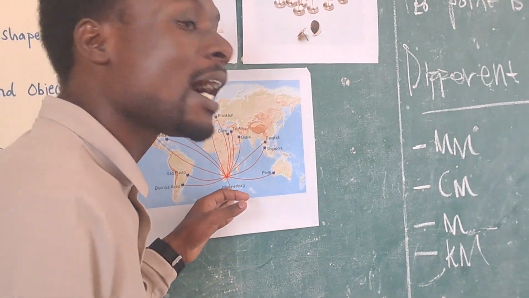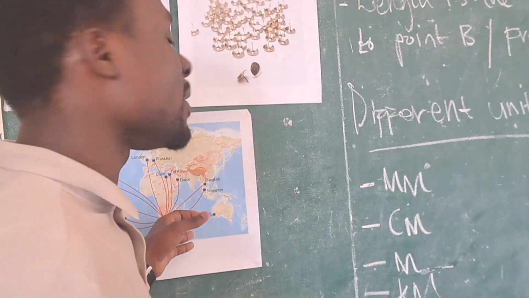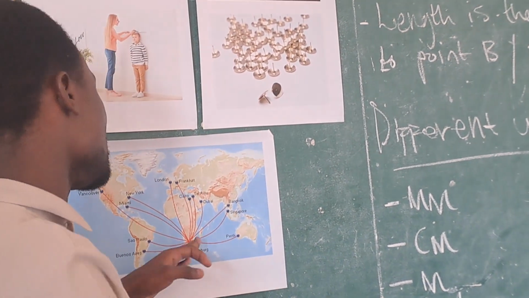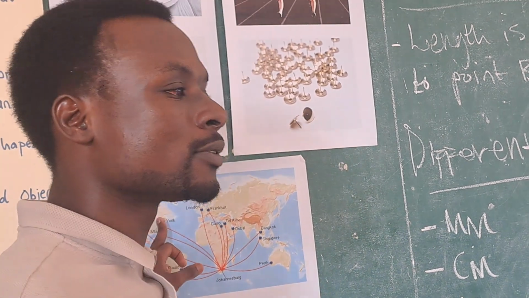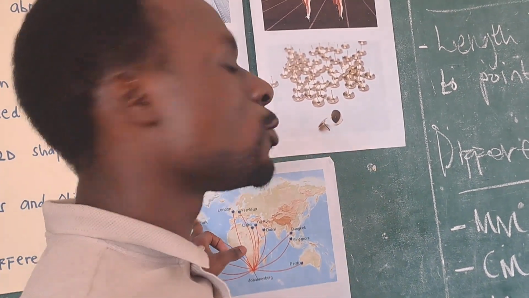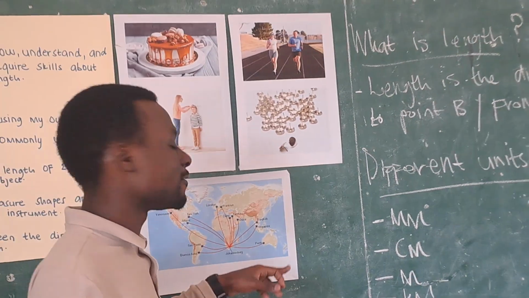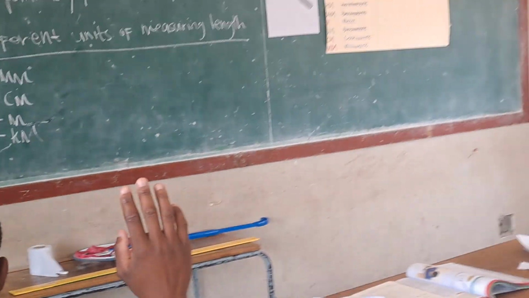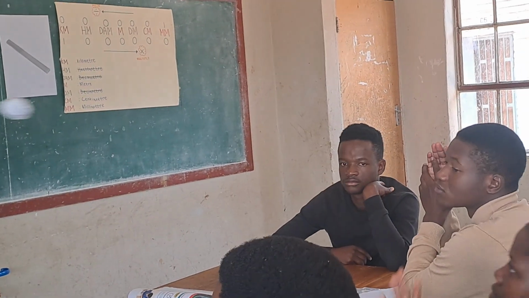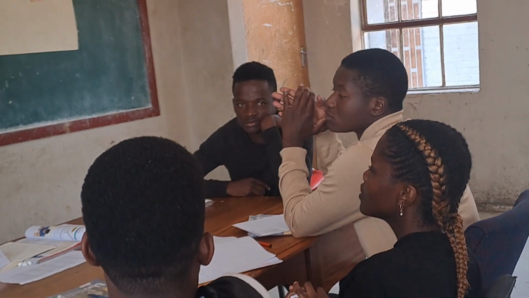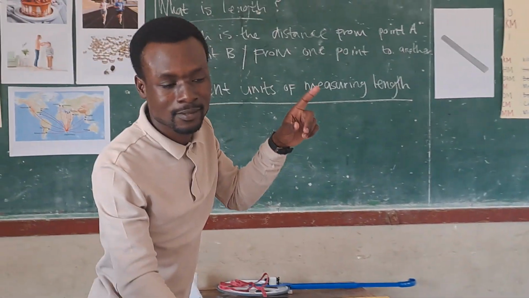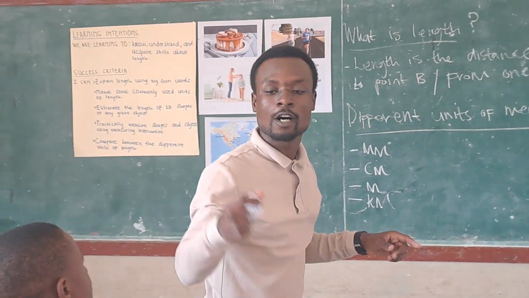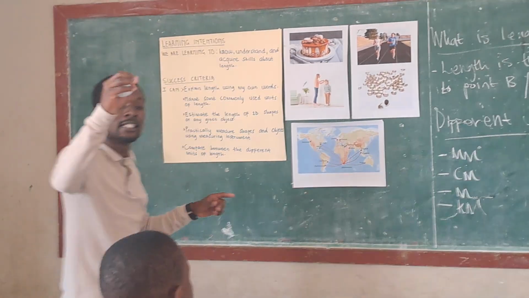Then let's say I have to attend a wedding from Johannesburg. We are here, and this is our current location in South Africa. I have to attend a wedding from Johannesburg to New York. Which unit am I going to use to calculate the distance that I have traveled from Johannesburg to New York? You're going to use kilometers. Why use kilometers? Because it's a long distance, isn't it?